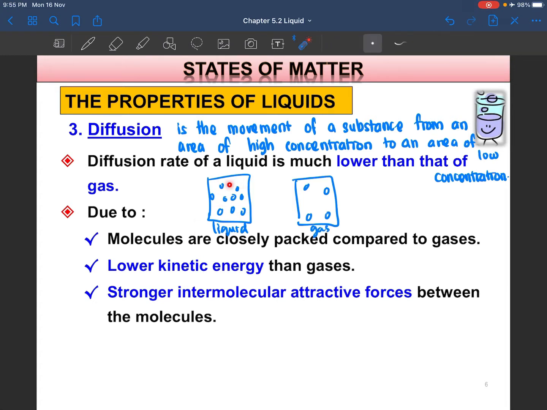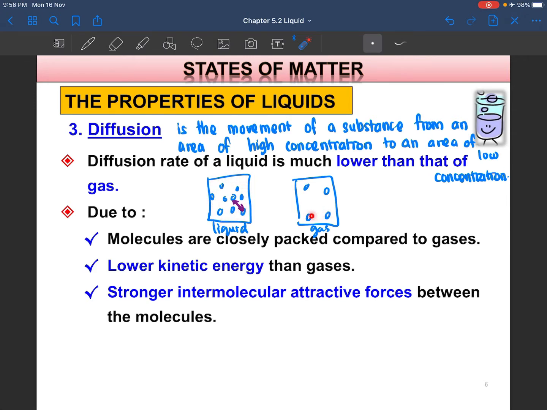Disebabkan dalam liquid the particles are very close to each other, dia susah nak bergerak lah, lower kinetic energy than gases. Then lagipun between liquid dengan gas, intermolecular forces between molecules dalam liquid ni lagi kuat lah berbanding gas. So bila attractive forces in liquid is stronger, bila this molecule nak bergerak, dia ditarik oleh kawan dia. Dia nak gerak, dia ditarik lagi oleh kawan dia yang sebelah ni. So itu menyebabkan dia susah nak flow lah. Susah nak bergerak.